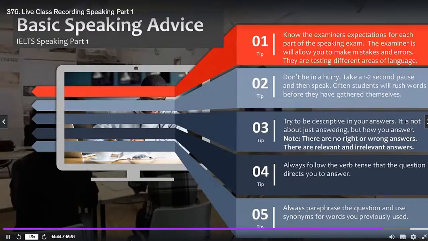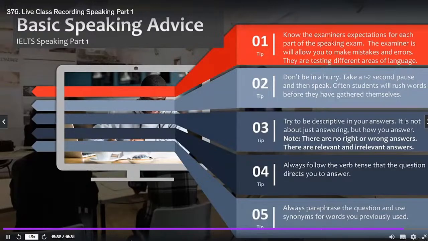Tip number 3, be very, very descriptive in your answers. It's not about just answering a question, but how you answer. That's what you're graded on. And remember, there are no right or wrong answers. There are relevant and irrelevant answers. There's a difference. A lot of times, students get hesitation problems or pausing problems in their responses because they're trying to get a right answer. And there's no such thing as a right answer to any of these questions. There are a multitude of possible answers. So don't worry about being right or wrong. Just be relevant, right? Just be relevant.